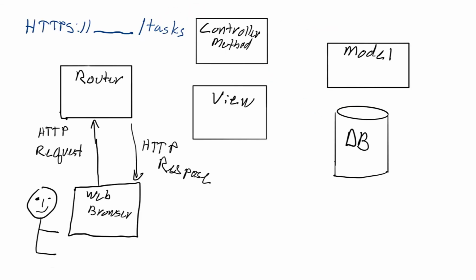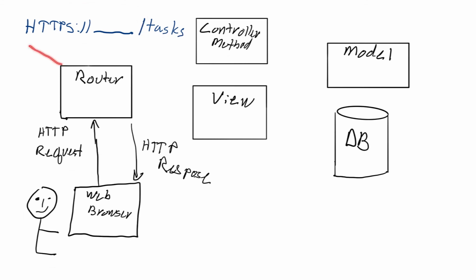So this is how Rails works. When the user, using his web browser, clicks on a link or submits a form, the web browser submits an HTTP request over the network. Now that request has a URL that you can see in the address bar, and this is the domain name, but everything after the domain name is called the path. So if they click a link to see all the tasks, then the path will be /tasks.